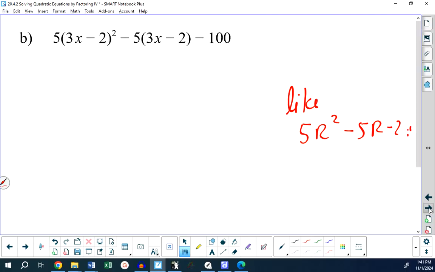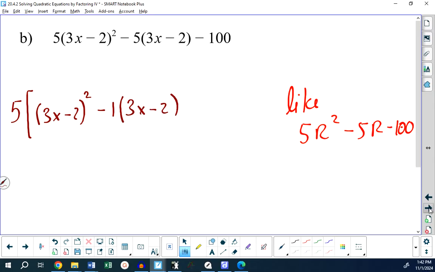I am not going to be rewriting it that way. I'm just pointing out that if you need to, you can factor this instead, and then when you get to what you think the end is, change the r back to 3x minus 2. There's a common factor of 5. What do I have left? 3x minus 2 squared minus 1, 3x minus 2 minus 20.